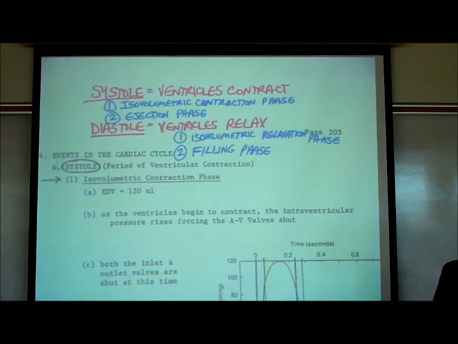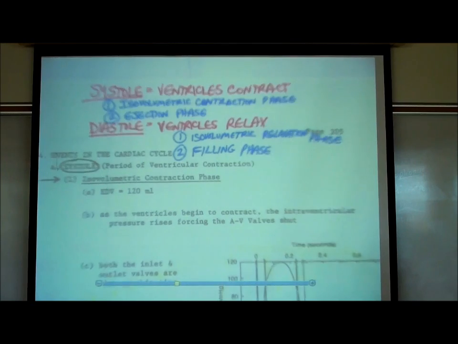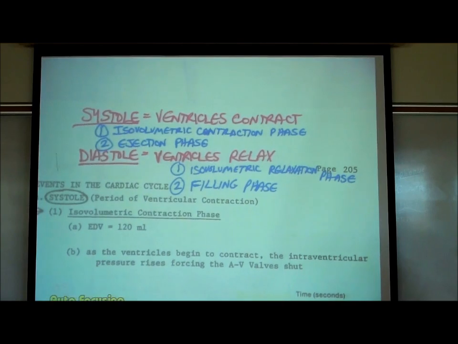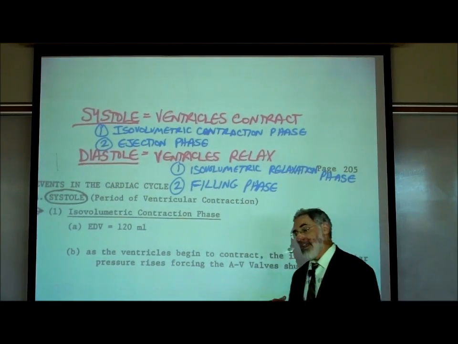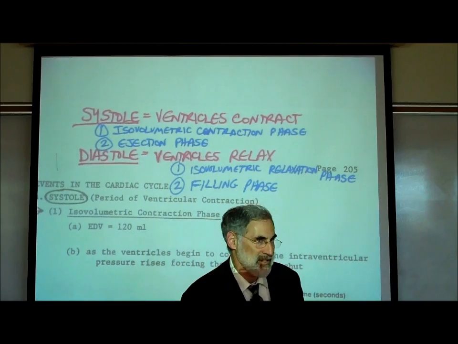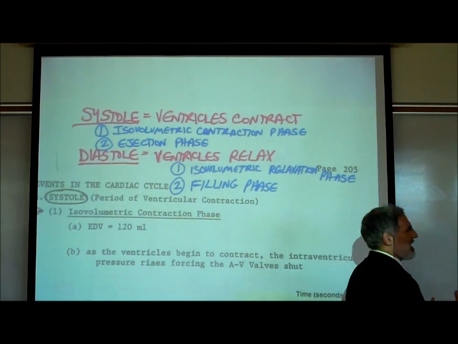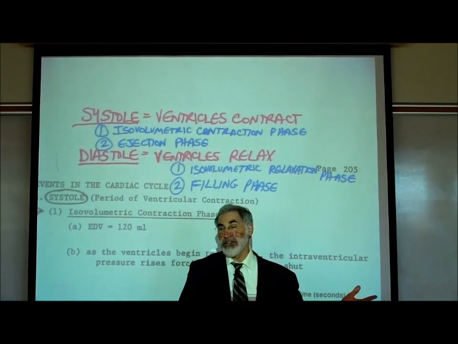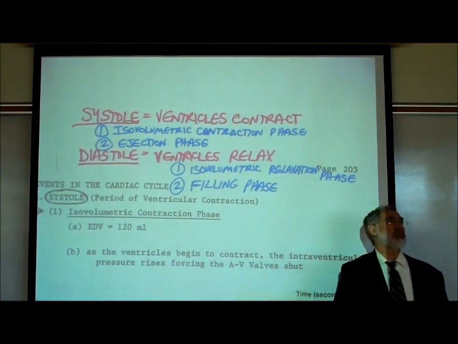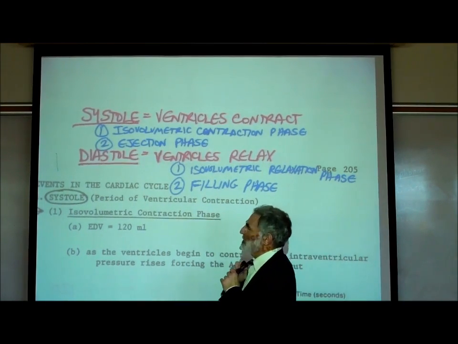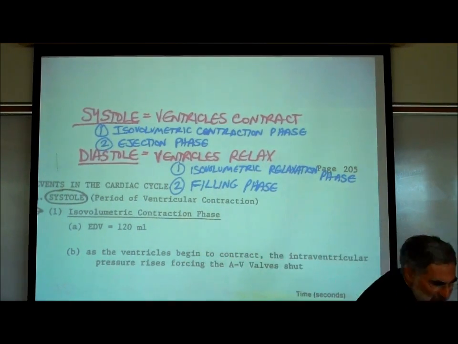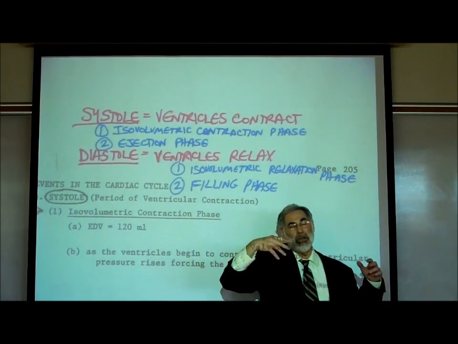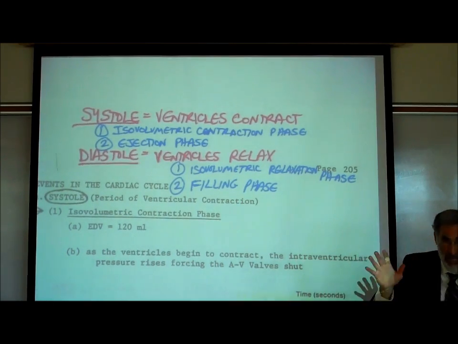So on page 205, at the top, we were learning near the end of class last time that we can divide the cardiac cycle into 4 phases. First, we divide the cardiac cycle into 2 major phases, systole and diastole. What's systole again? The period where the ventricles contract. What's diastole? That's the period when the ventricles relax. Then each of those, systole and diastole, we further subdivide into 2 phases each.